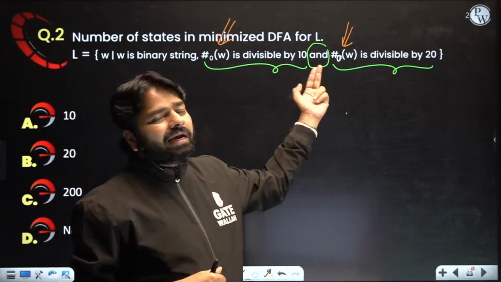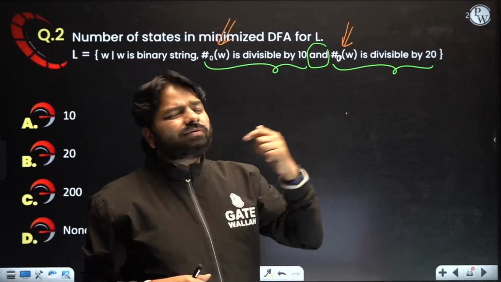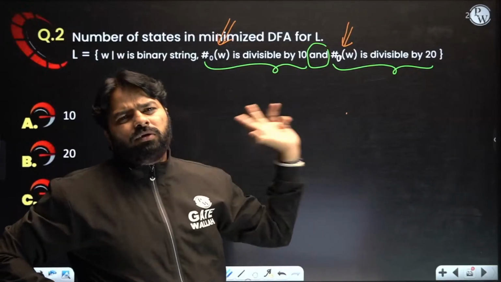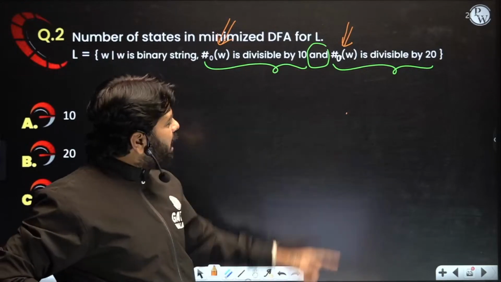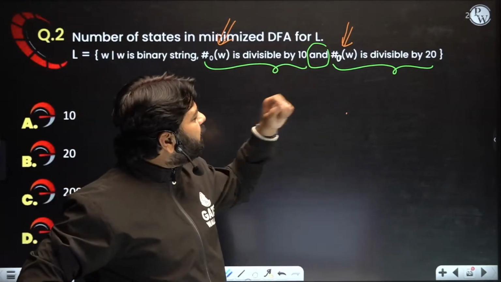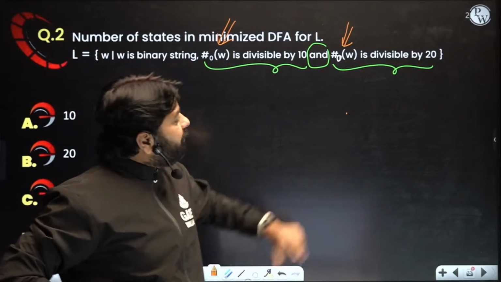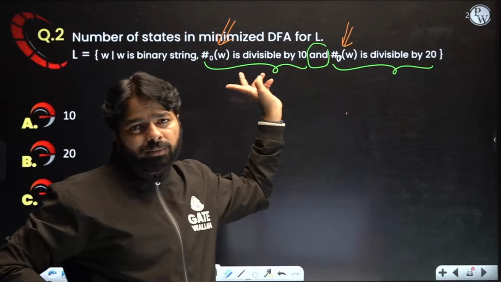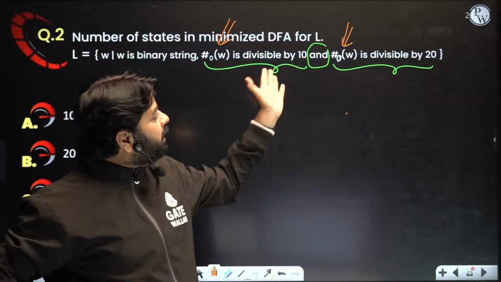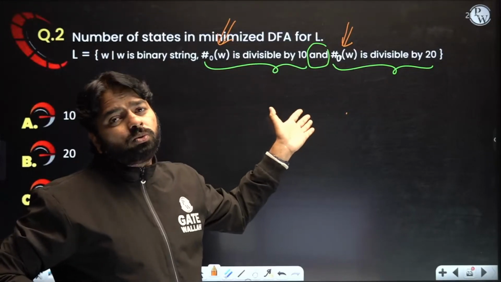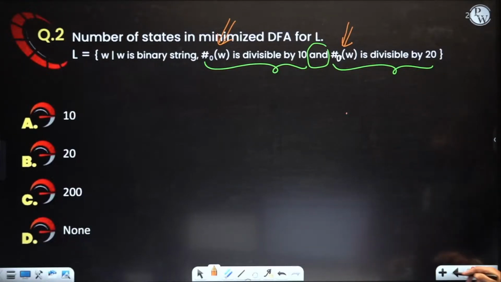You are applying AND: zeros divisible by 10 and zeros divisible by 20. You want to satisfy both of them, so why not do only 20? 10 also appeared here, right? AND means intersection. What is the common thing, 10 or 20? If it is divisible by 10, there is no guarantee it is divisible by 20. But if it is divisible by 20, it is always divisible by 10. So intersection is going to be 20 only. So don't answer 10, don't answer 200. The answer should be 20. I want you to understand and answer the exact number of states.